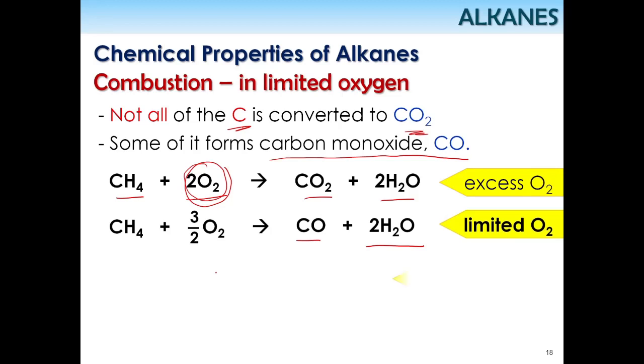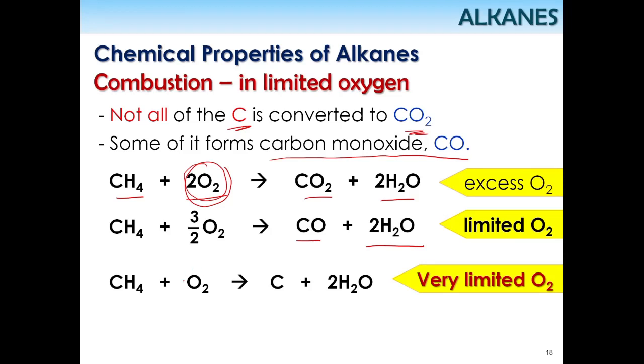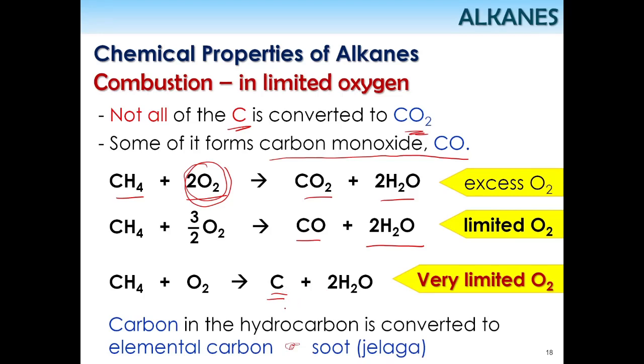And you can also have one more in very limited oxygen. So in very limited oxygen, let's say you have 1 mole of oxygen only. So it will produce carbon. Okay, carbon, not even carbon monoxide, not even carbon dioxide. So carbon in the hydrocarbon that is burned here is actually soot. Soot is the dark smoke that you see. Okay, so that is actually carbon soot, or in Malay we call that jelaga.